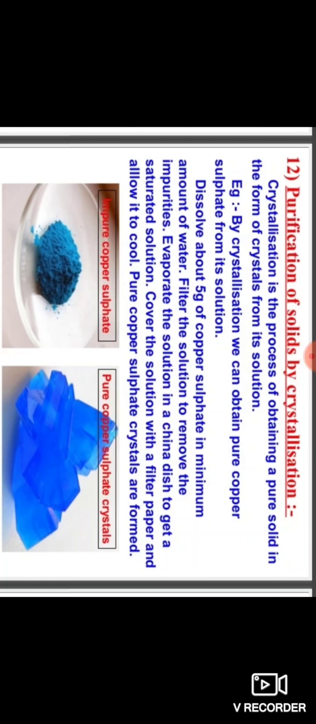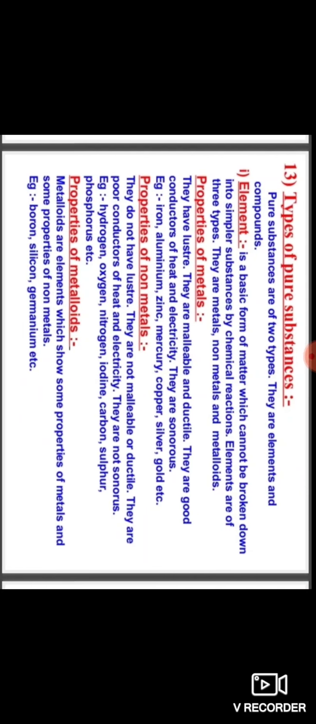Dissolve 5 gram of copper sulfate in a minimum amount of water and filter the solution to remove the impurities, and then evaporate the solution in a china dish to get a saturated solution, and cover the solution with a filter paper and allow it to cool, and pure copper sulfate crystals are formed.